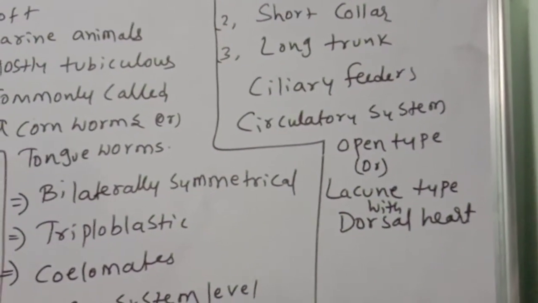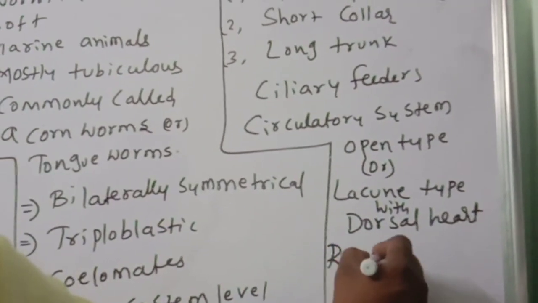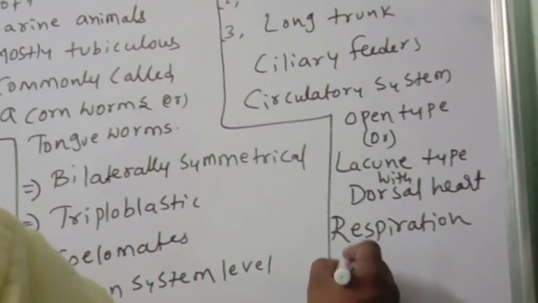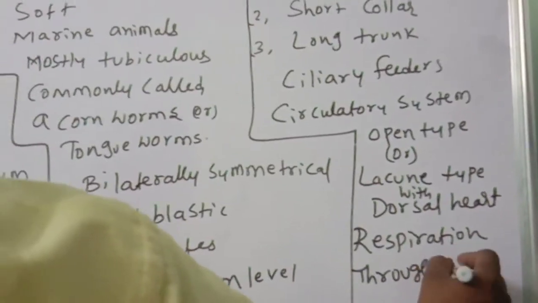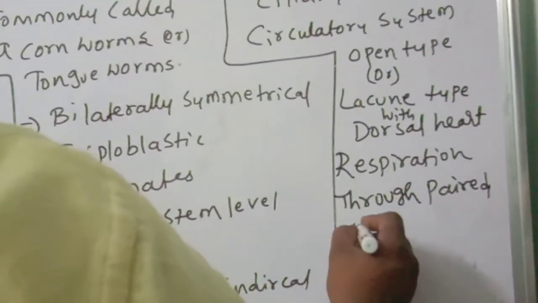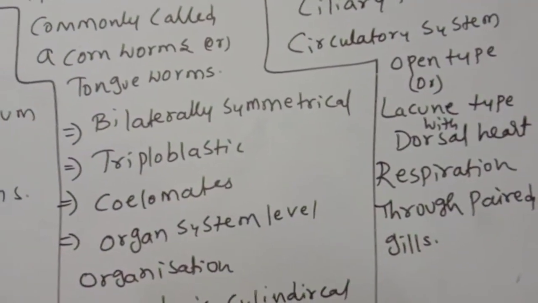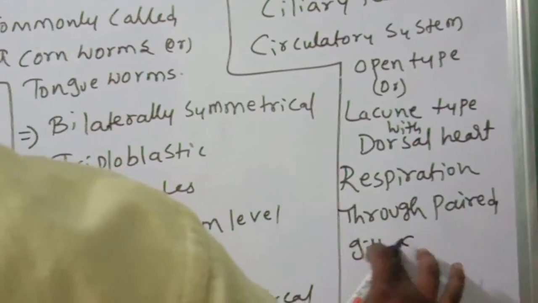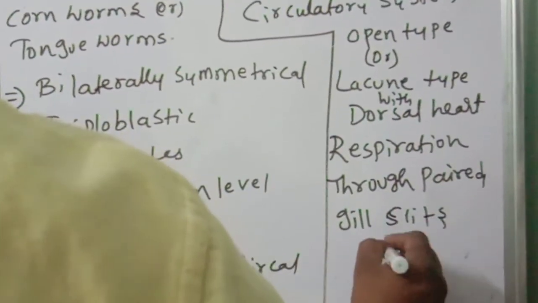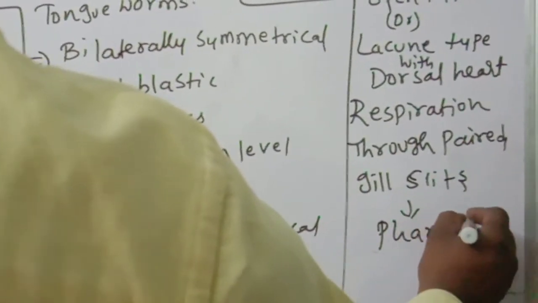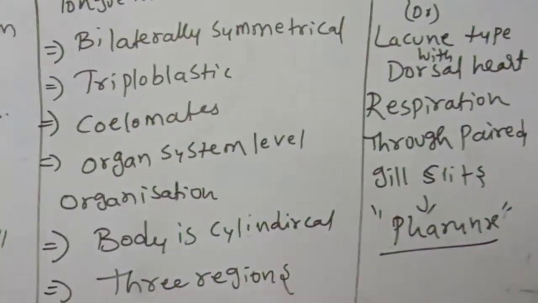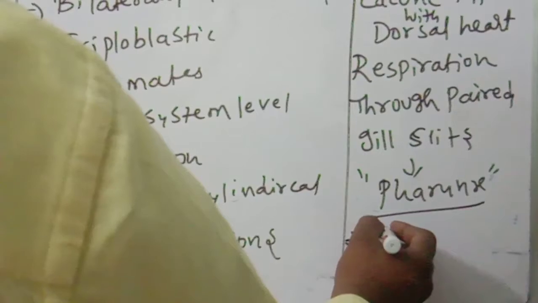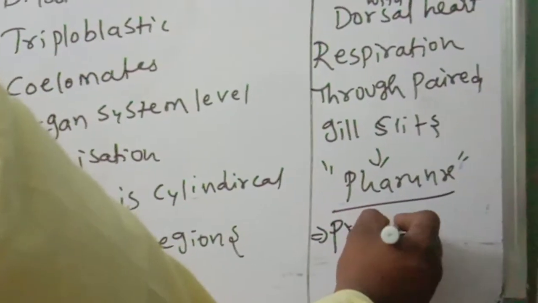Okay, next one, respiration. How will the respiration process take place? Respiration is through paired gills. This point also you should remember. And paired gill slits open into the pharynx. Excretion is by the help of the proboscis gland.